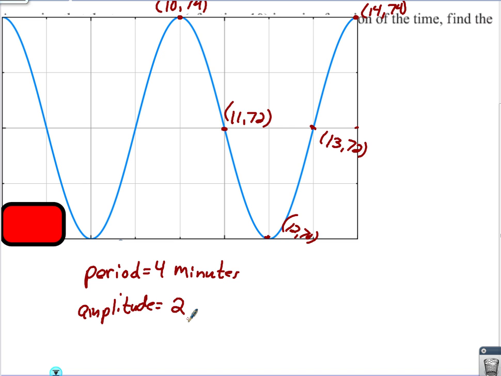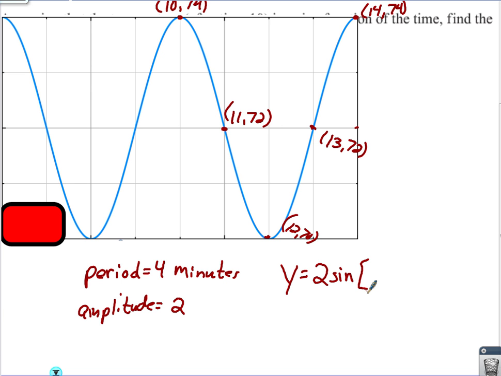Any questions on that? So you've got half your equation. Y equals, and you can actually model this with a sine curve or cosine curve, because we know sine curves and cosine curves are pretty much the same thing. Y equals 2 times sine x. And do you know why I put the 2 there, right? That's where the amplitude goes. If your amplitude is 2, stick it right there.